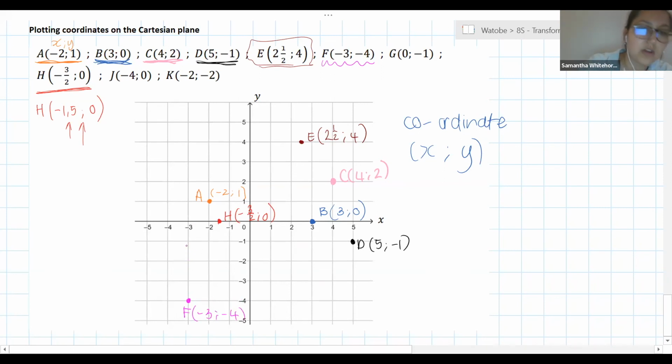Right. Again, we're not going to draw in the lines. We just plot the point. If you need to draw in the lines in pencil just to help you get the plotting correct, that's absolutely fine, no problem. But you don't have to draw them in. So just bear that in mind.